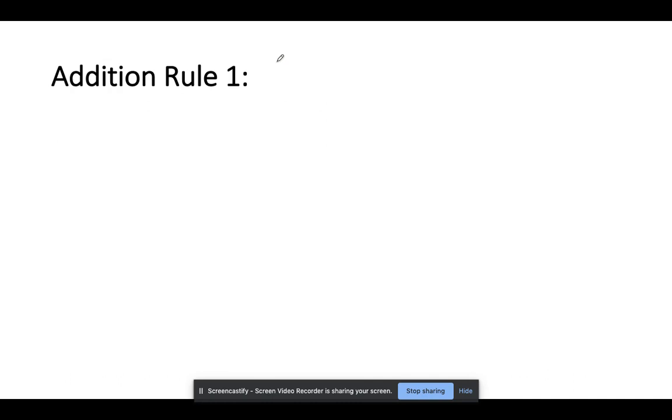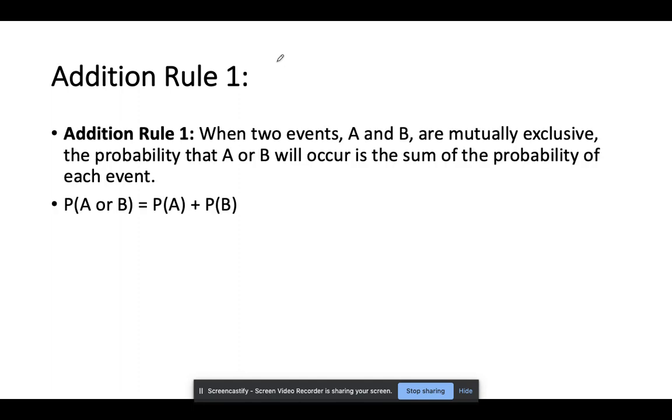So, addition rule number 1. When two events, A and B, are mutually exclusive, that means they cannot occur at the same time, the probability that A or B will occur is the sum of those probabilities. So in notation, we would write P for the probability, P(A or B) equals the probability of A plus the probability of B.